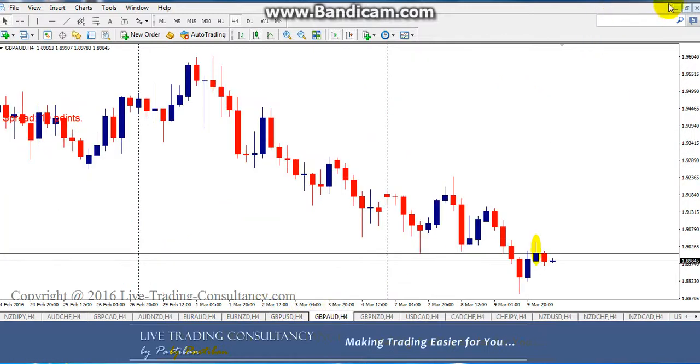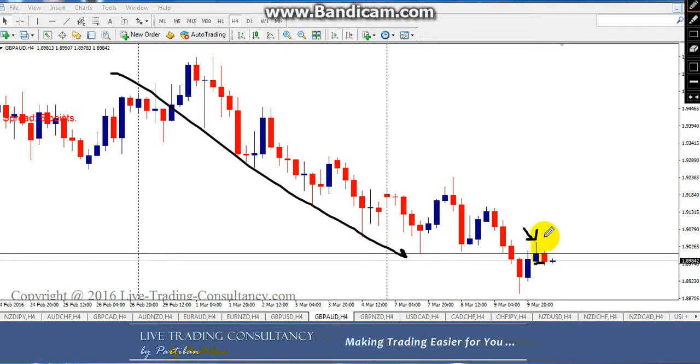GBP AUD. One of my students asked me, Partiban, can I trade GBP Australian dollar? There's a pin bar setup here. I would say this pin bar is very valid. And then clear downtrend, and then you go sell here.